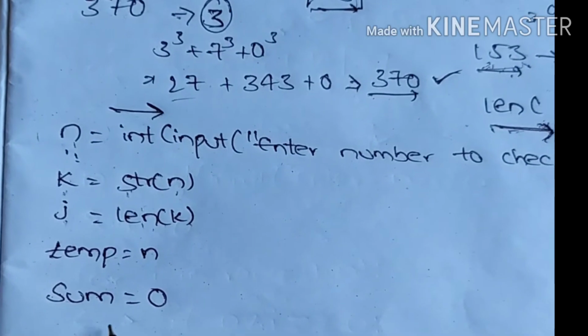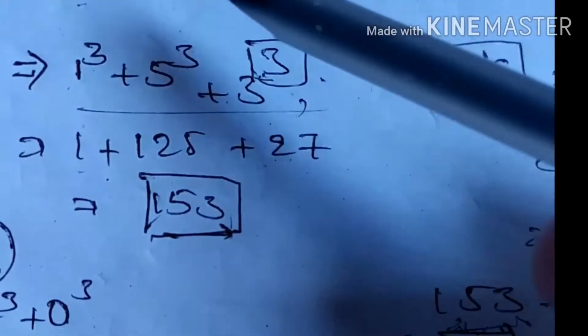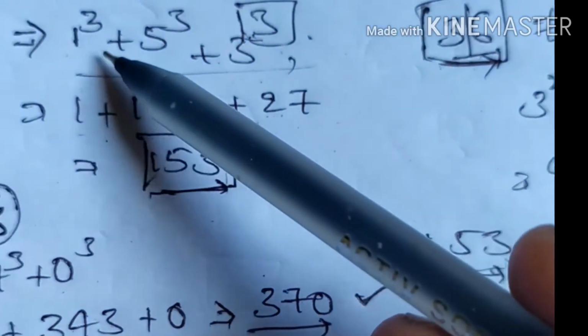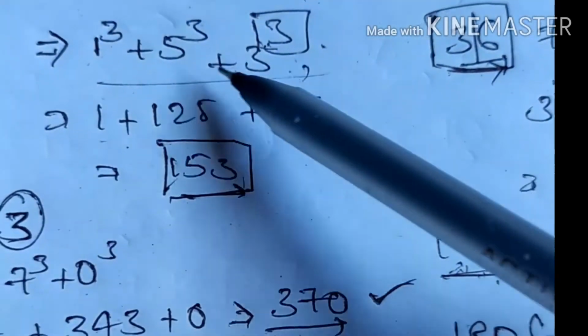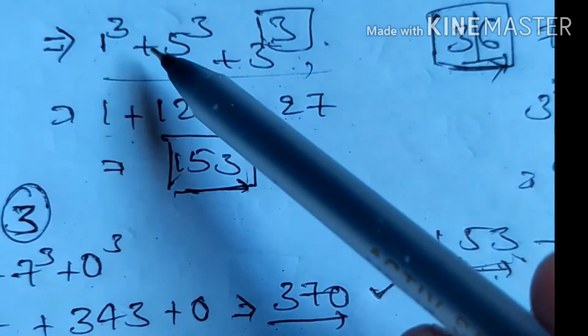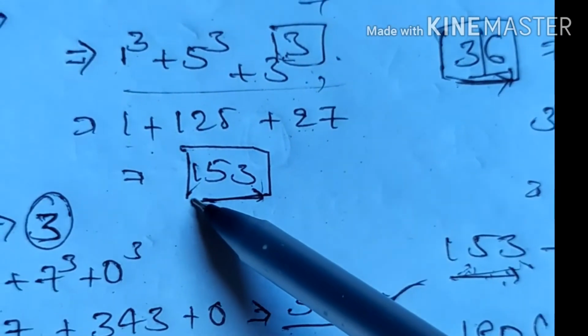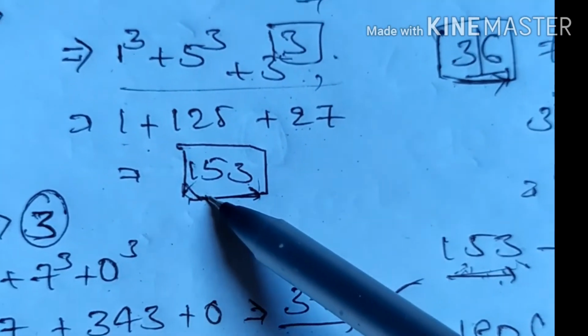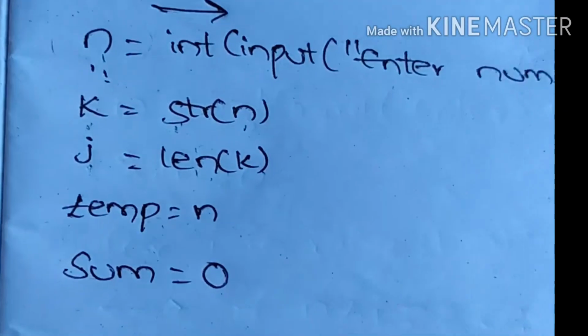And I mentioned here sum equal to 0 because we have to store the cube of number. Here we will get the sum of the cubes will be 153. So we have to store this number for comparison. So I mentioned here sum equal to 0.